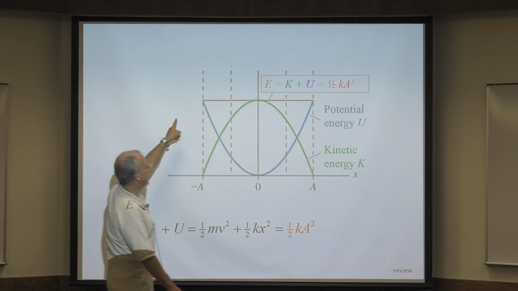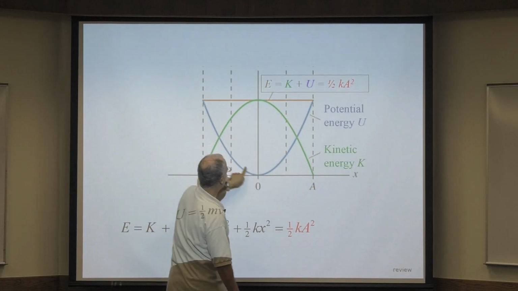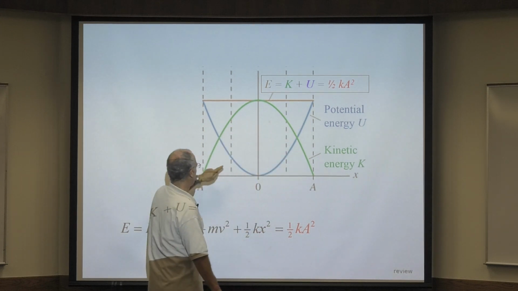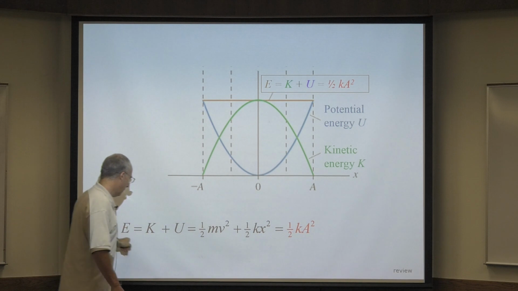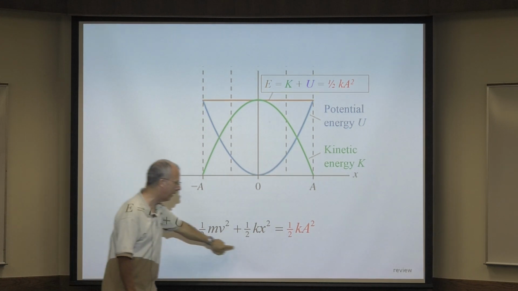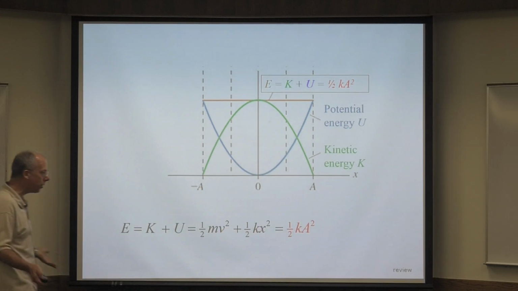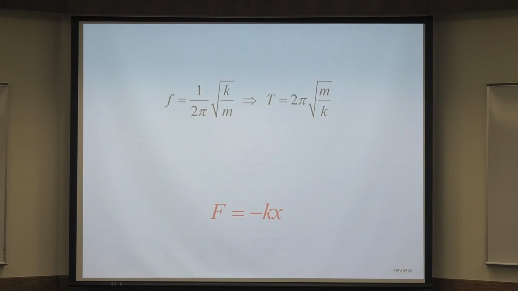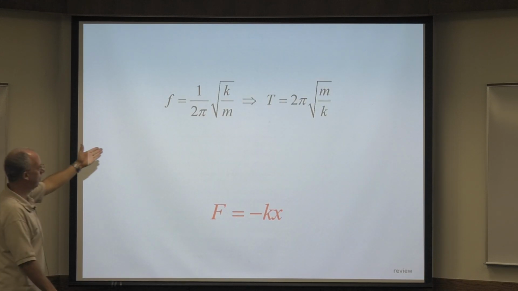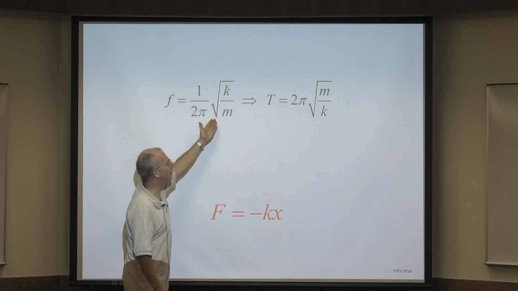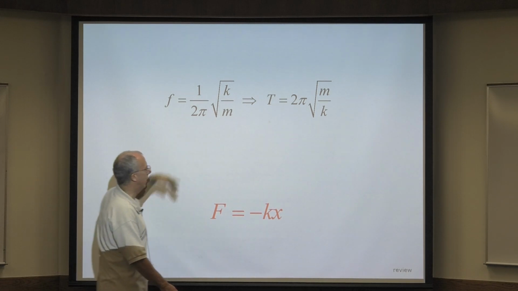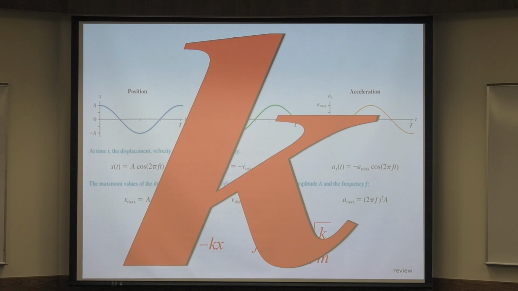Energy is constant. This is the potential energy. This is the kinetic energy. Potential plus kinetic equals the constant energy. And then not only that, but we actually figured out what the constant energy is. It's always 1/2 kA squared. We figured out the formulas for the period, which only depend on the mass and K. So if you know the K, you got it. K is what's important in simple harmonic motion.